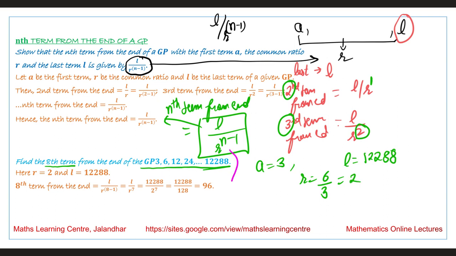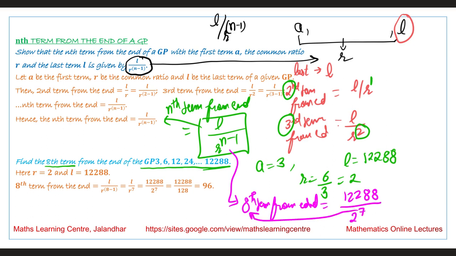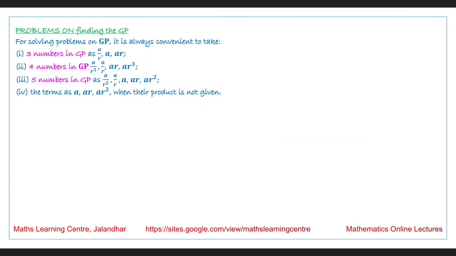So using this result, the 8th term from the end is equal to 12288 divided by 2 raised to the power 7. We are talking about 8 terms, so the power is 7 over here. When you divide these values, the final answer you obtain is equal to 96.